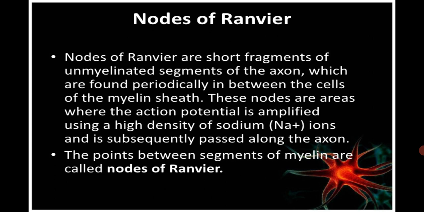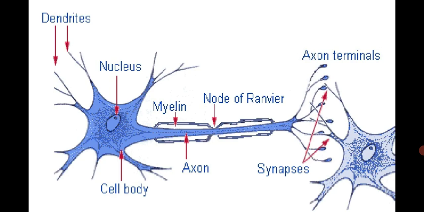Another important term related to the structure of the neuron is the nodes of Ranvier. What are the nodes of Ranvier? Nodes of Ranvier are short fragments of unmyelinated segments of the axon, which are found periodically in between the cells of the myelin sheath. These nodes are the areas where the action potential is amplified using a high density of sodium ions and is subsequently passed along the axon. The points between the segments of the myelin are called the nodes of Ranvier.